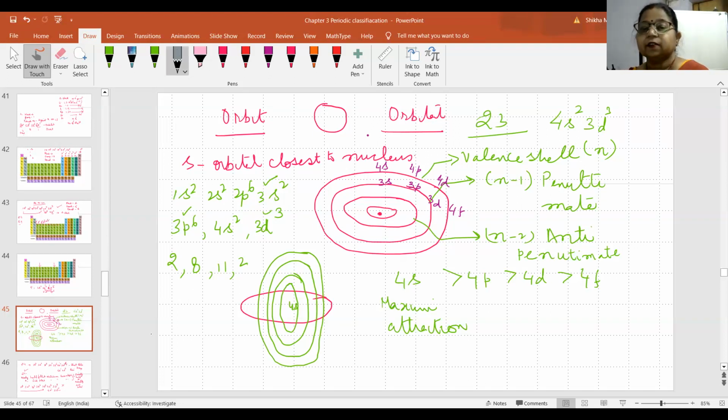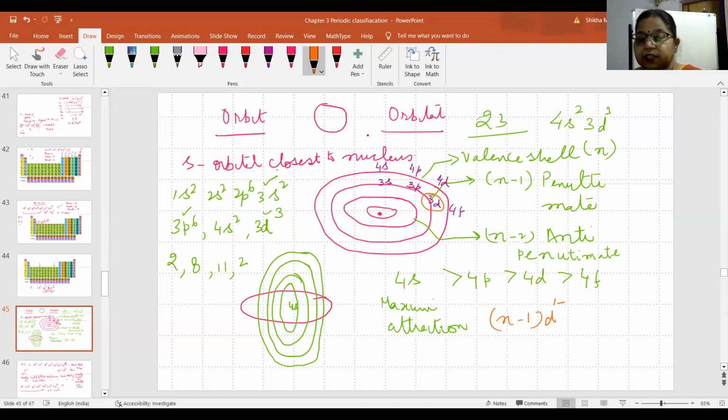Is it clear to everyone? Yes, ma'am. In d block elements, the electron enters into the n-1 d level, or it is entering into the penultimate d orbital here. Right? What should be the general electronic configuration then? It should be n-1, d1 to d10, ns1 or 2. Is it clear now?